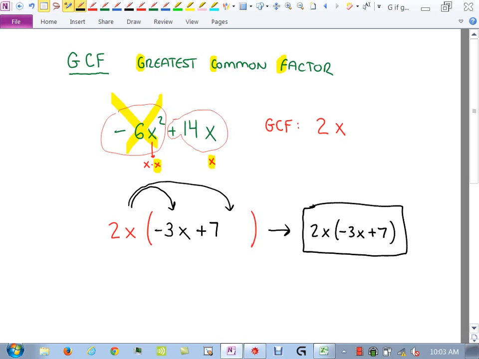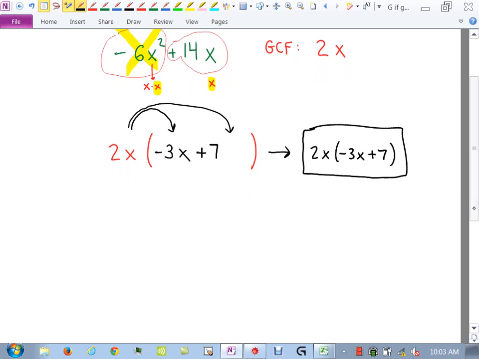Now let me try this same problem, and let me pull out the negative 2 instead of the 2 we could have used. Let me show you how it would change. If I had said my GCF is -2, we'd still need the x, wouldn't we? That would be exactly the same. Then you put the -2x on the outside, then you put your parentheses.